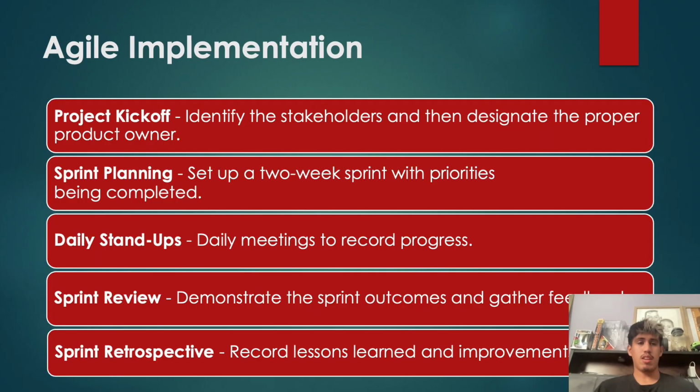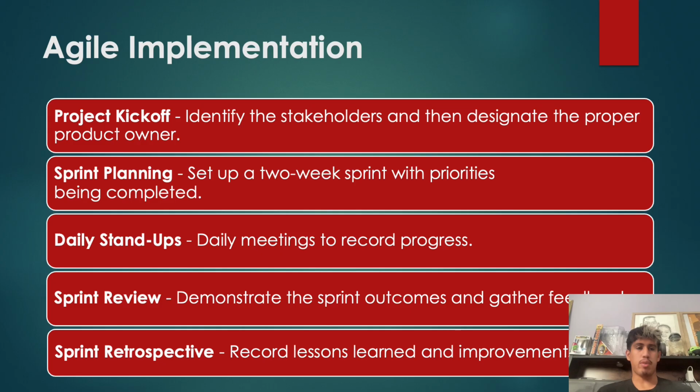So, agile implementation. Starting off, you've got project kickoff. First is to identify stakeholders and then designate the proper product owner. Sprint planning, so you set up a 2 week sprint with the priorities being completed. Daily stand-ups, so daily meetings to record progress. Sprint review, demonstrate the sprint outcomes and gather feedback. And lastly, sprint retrospective, so you record the lessons learned and improvements.